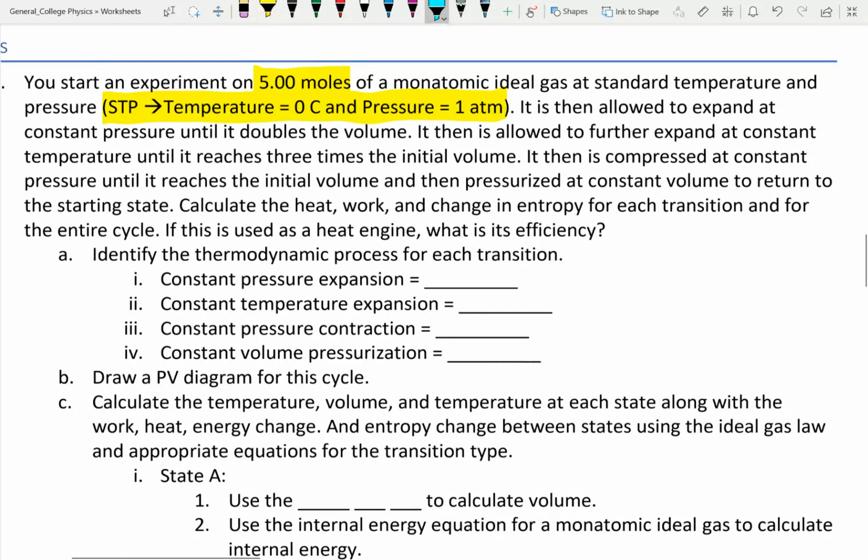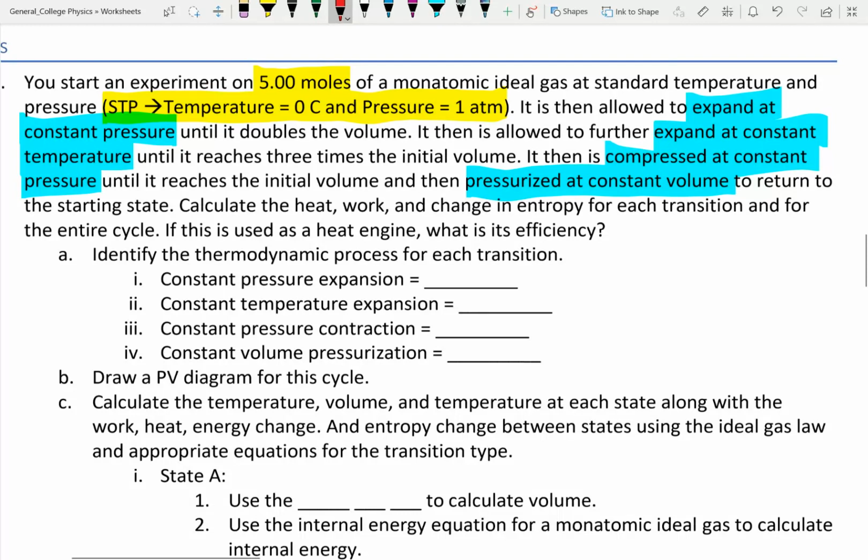So let me put the expand at constant pressure, and then it expands at constant temperature until it reaches 3 times the initial volume, and then is compressed at constant pressure until it reaches the initial volume, and then is pressurized at constant volume to return to the starting state. Calculate the heat, work, and change in entropy for each transition and for the entire cycle. If this is used as a heat engine, what is its efficiency? All right, so we've got everything laid out.